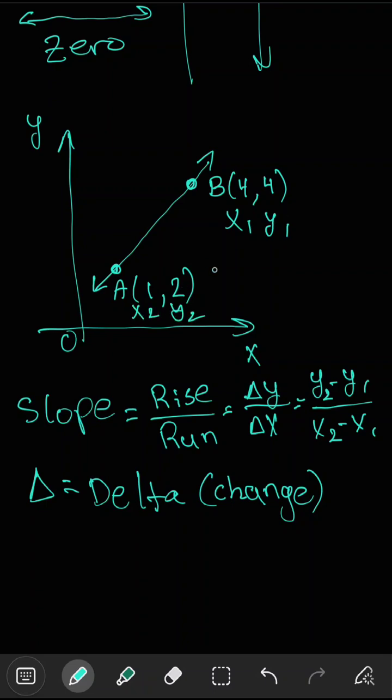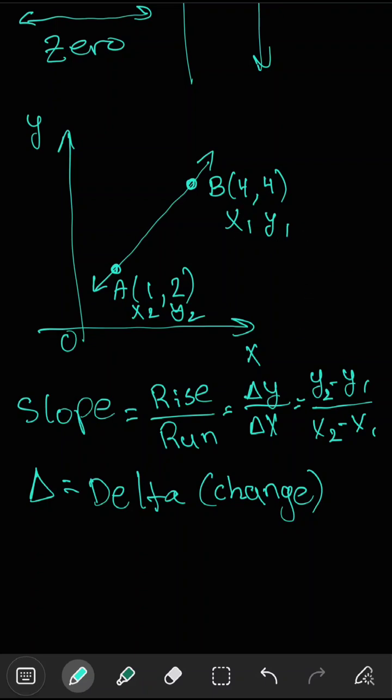If I wanted to, I could have called this x1, and I could have called this y1, and I could have called this x2, and I could have called this y2. It doesn't matter as long as you keep them consistent. If this is x1, this has to be y1. You can't call this x1 and y2. You have to keep it as x1, y1.